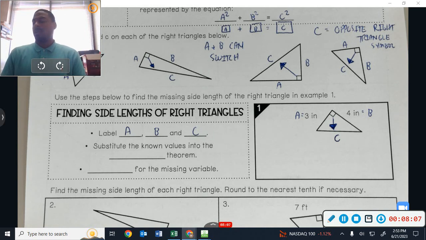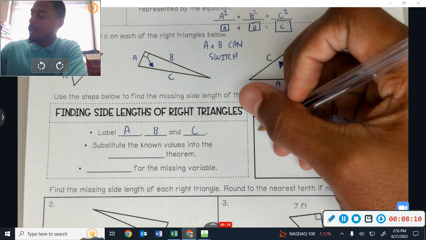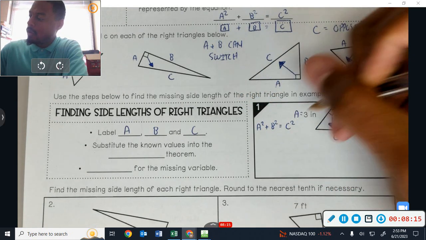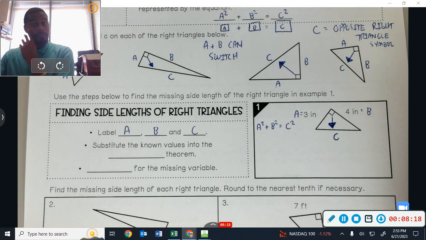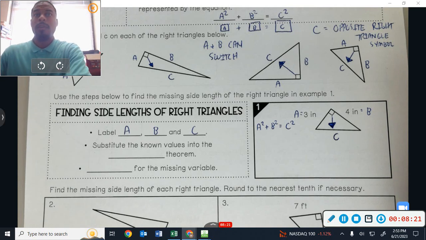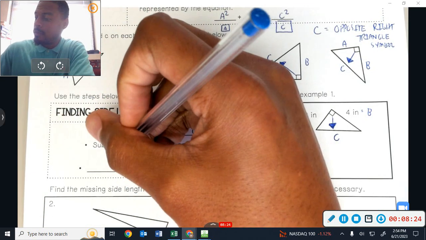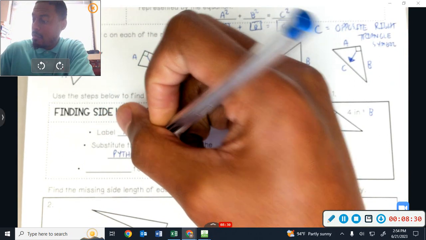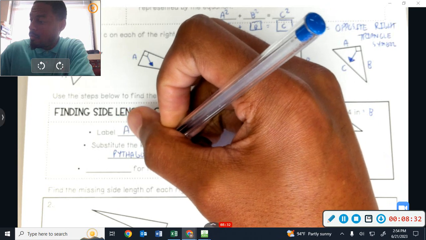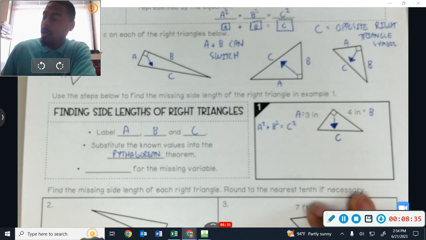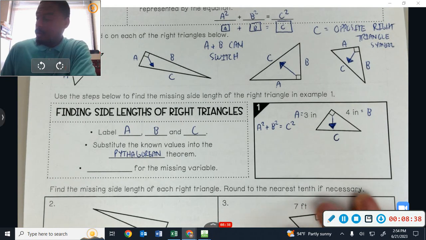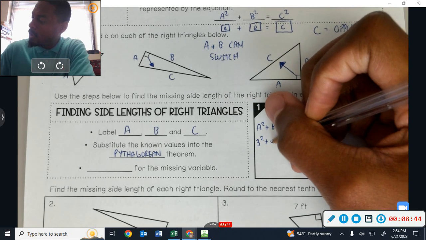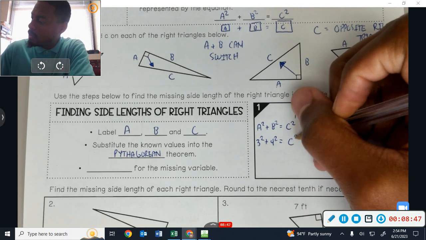So what is the Pythagorean theorem? Okay, the Pythagorean theorem is going to be A squared plus B squared equals C squared. Okay? So now we're going to substitute the known values into the Pythagorean theorem. Okay? All right. We have 3 squared plus 4 squared equals C squared.